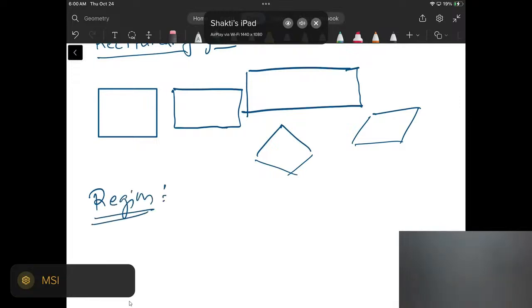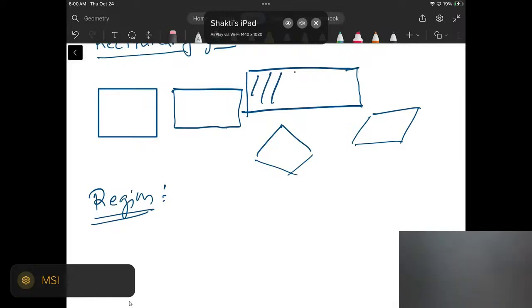What exactly the region is. So in simple words, if we say a region is a plane. In the previous session we discussed the plane. A part of the plane which is enclosed by some line segments or a closed figure is known as a region.